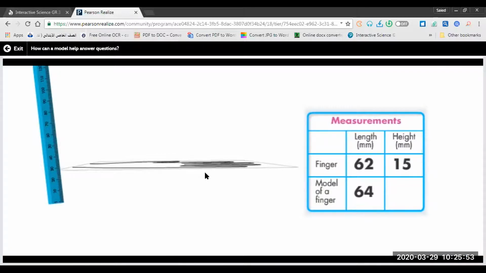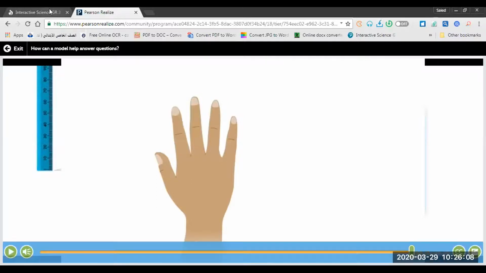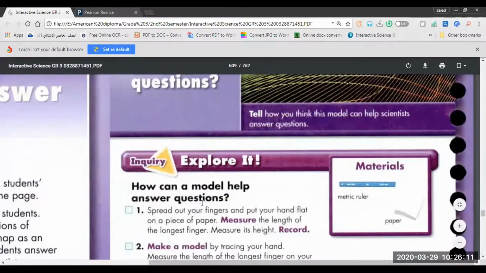The height is 0, exactly. That is the meaning of limitation. When you use a model to answer a question, it is limited. That means it is not the same in all cases.